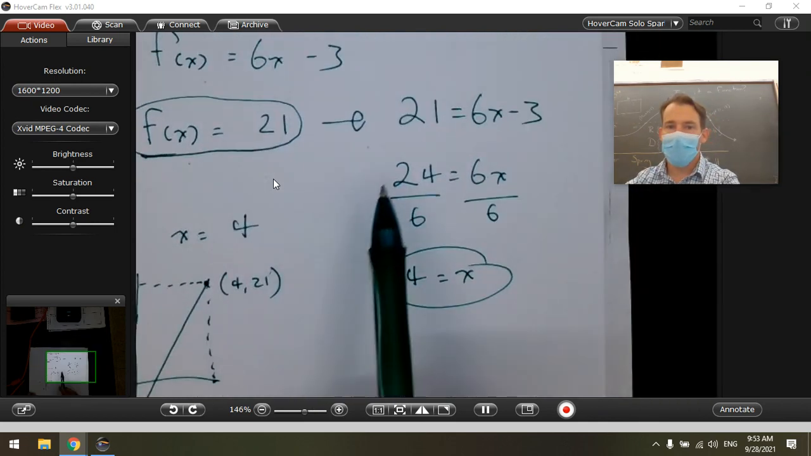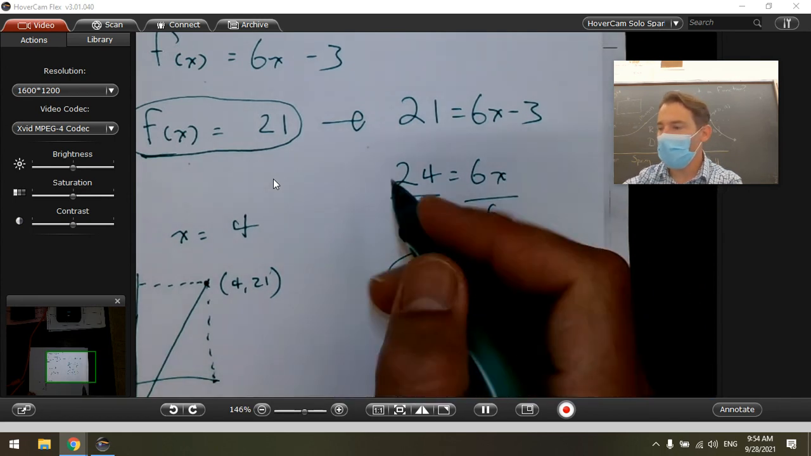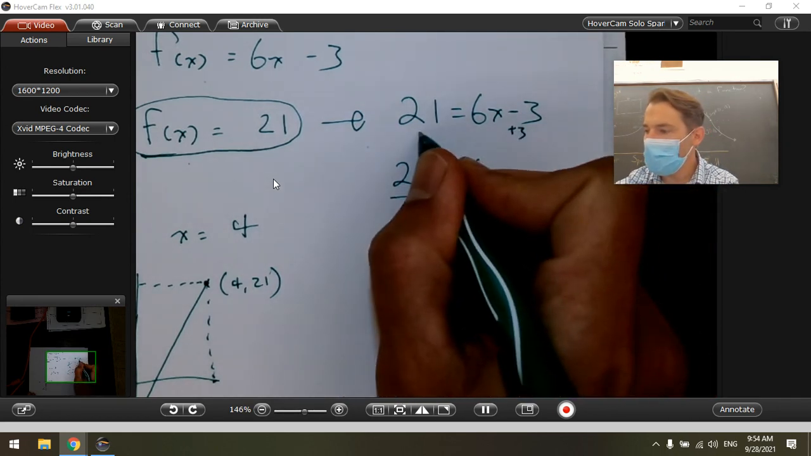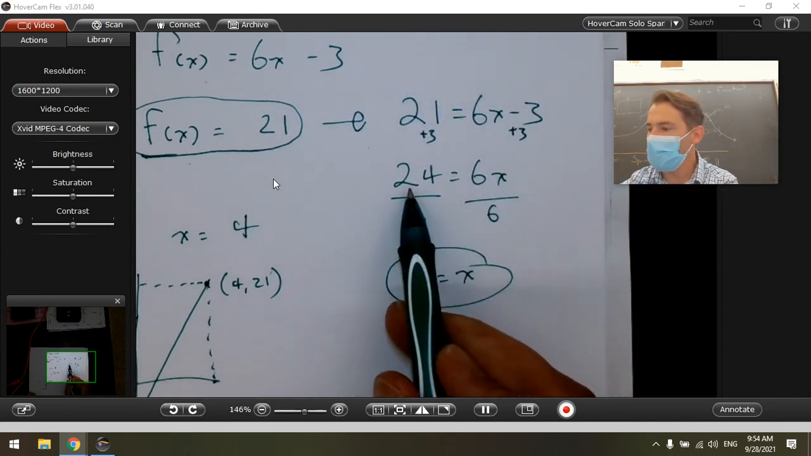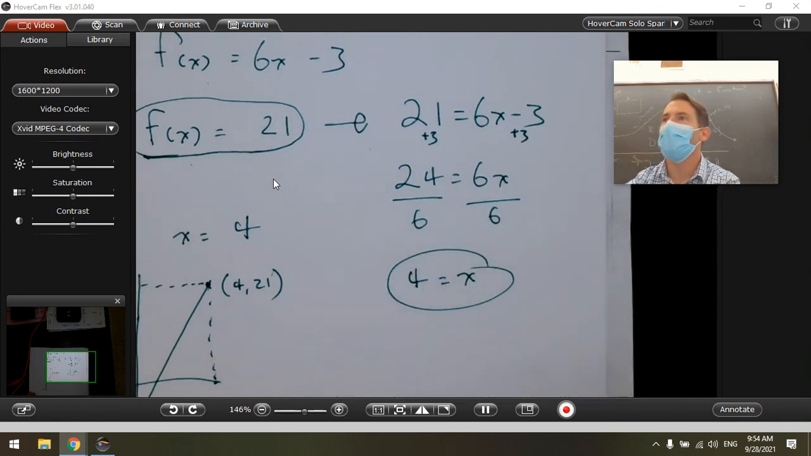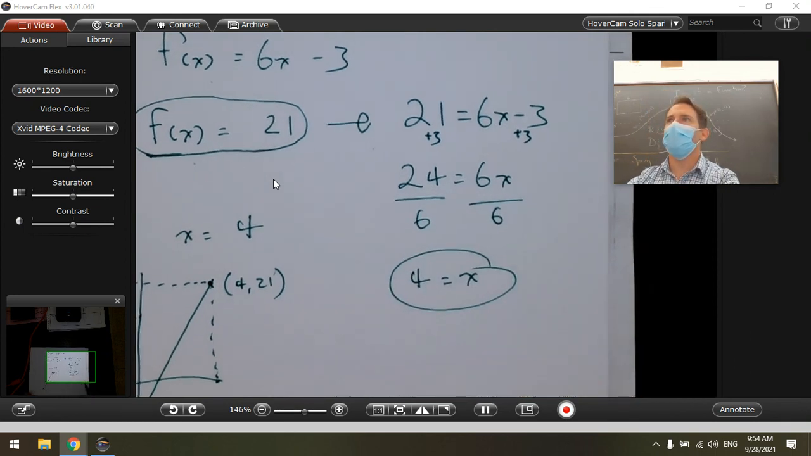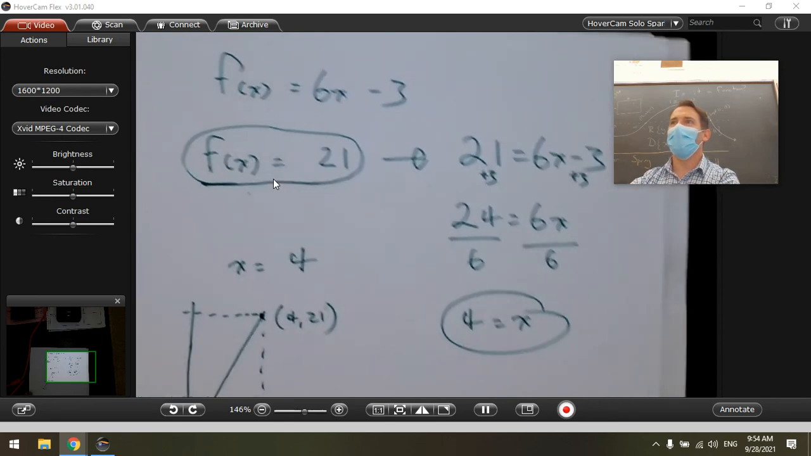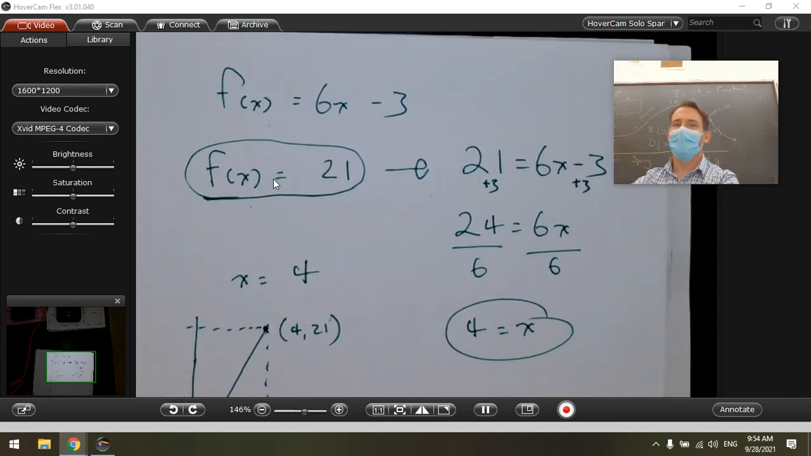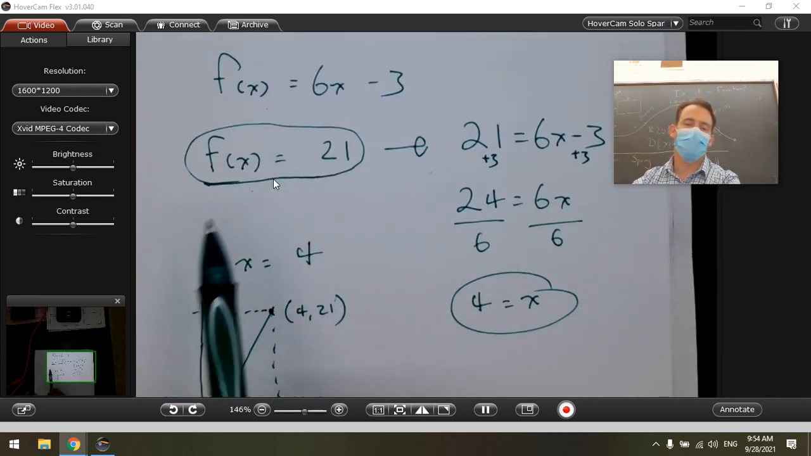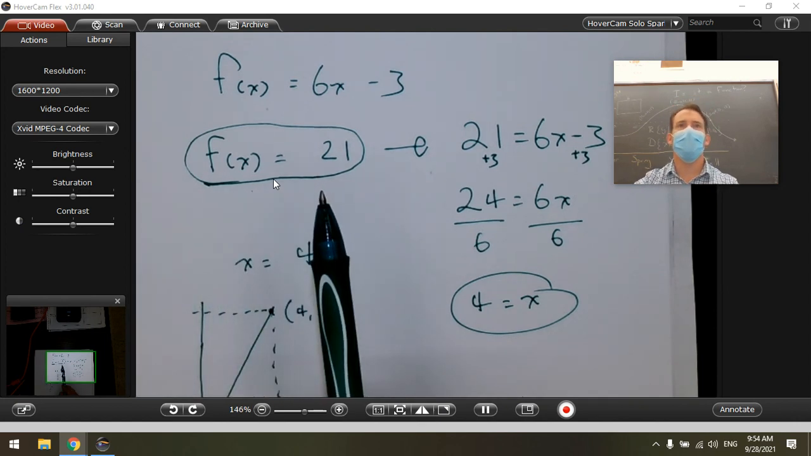Oh, over here, 21 is equal to 6x minus 3. Add 3 to both sides. Yeah, great question. 24 is equal to 6x. People are asking, where did the 21 come from? Oh, it came from here. Oh, so it's just random. Yeah, well, it's somewhat random. It's the question your math teacher gave you.